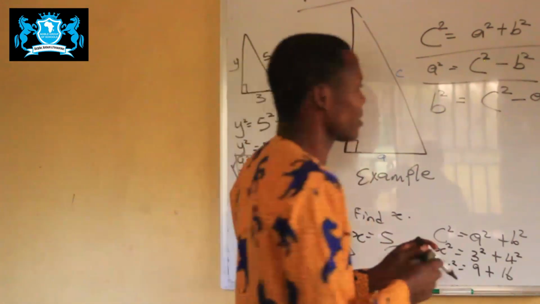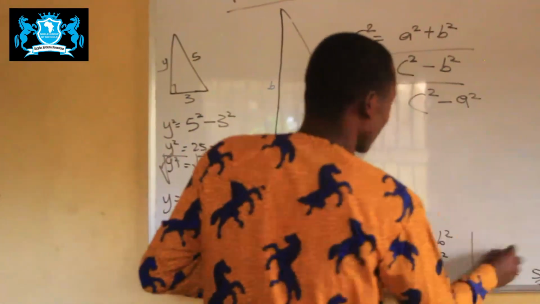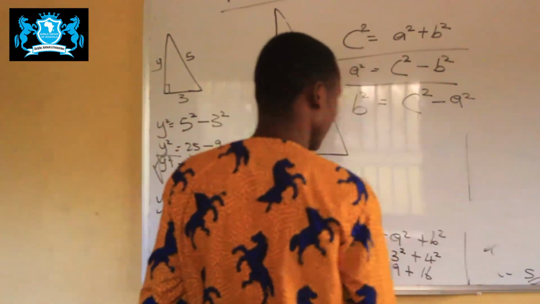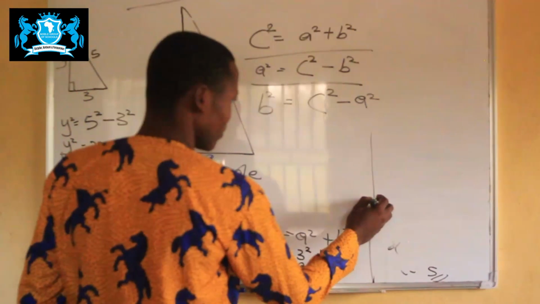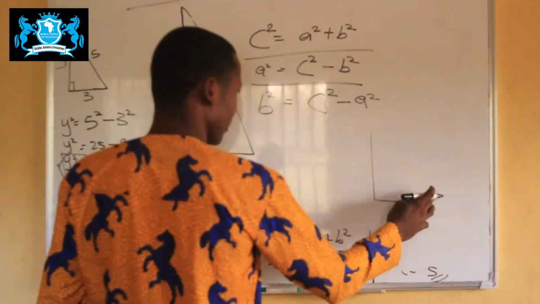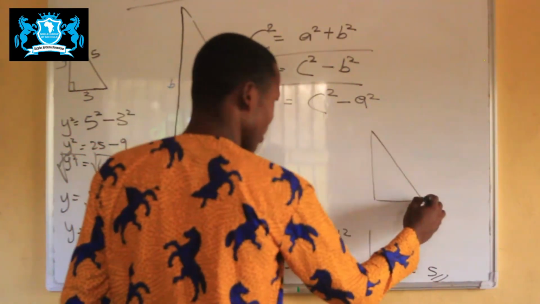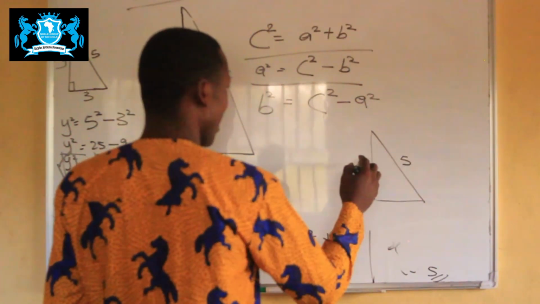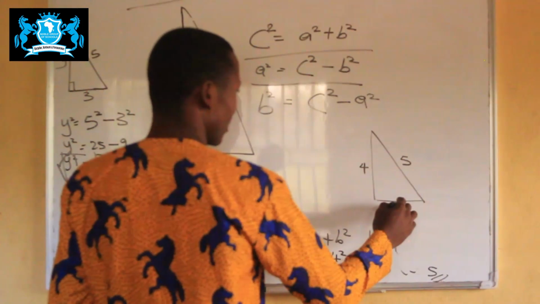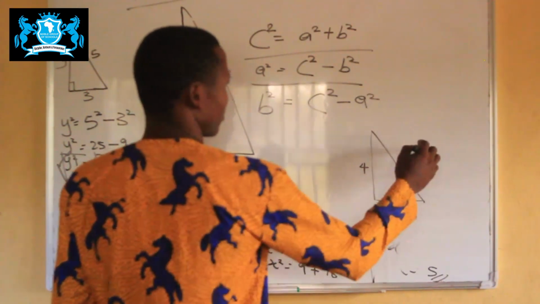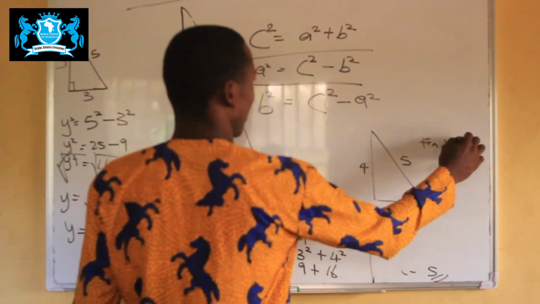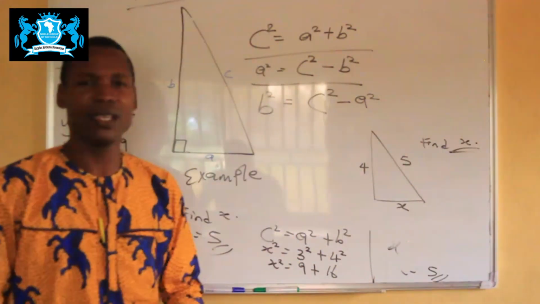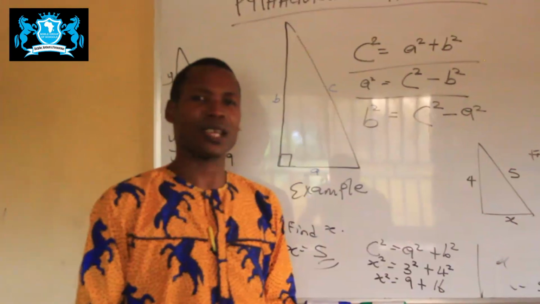I want you to try this and tell me the answer in the comment section. From everything we have done, you should be able to solve this. This is this. This is this. And this is this. So if we have 5, if we have 4, and here is x, find x. Find x right now and show me how you did it in the comment section.